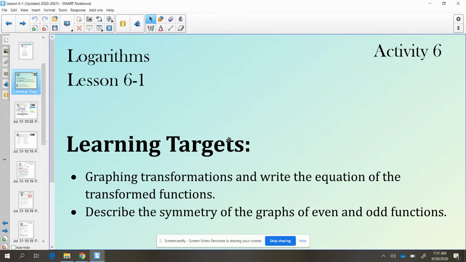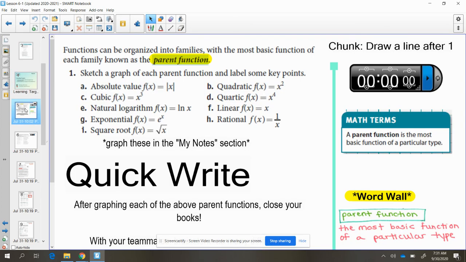Hello, everyone. Today we are starting to talk about Activity 6, which starts on page 77 in your Springboard books. And we're going to talk a lot about transformations of functions and talking about the graphs of even versus odd functions.